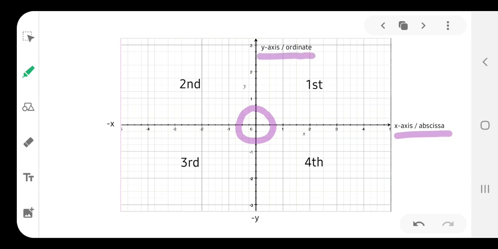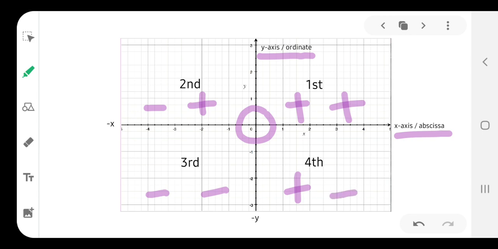Now moving towards the quadrants. In the first quadrant, the values of x and y are both positive. In the second quadrant, the values of x are negative and the values of y are positive. Similarly, in the third quadrant, the values of x and y are both negative, and in the fourth quadrant, the value of x is positive, but the value of y is negative.